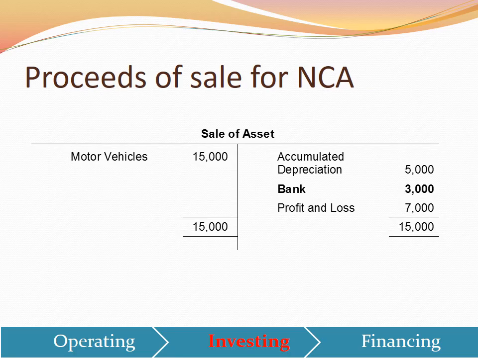Now the purpose of this sale of asset account is to find bank. So bank is the amount that you would include as proceeds of sale, and this is a part of your investing activities section.